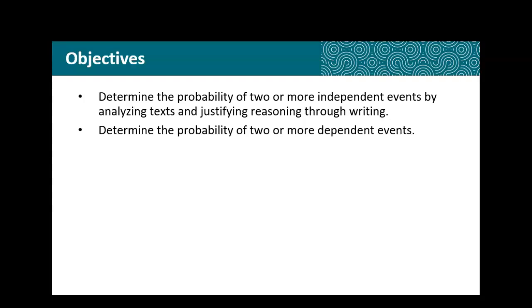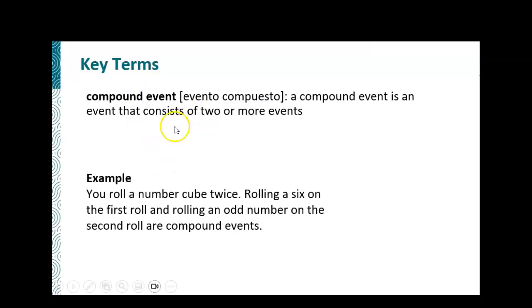Green paper now. Alright, here's the essential question. The objectives. Today we're going to do probability of 2 or more independent events. And we're going to do that by analyzing, what is a compound event? What does the word compound mean? Yeah, multiple. So it's not just one thing happening, it's multiple things happening, and it's 2 or more. So today we're going to do 2 events and 3 events.